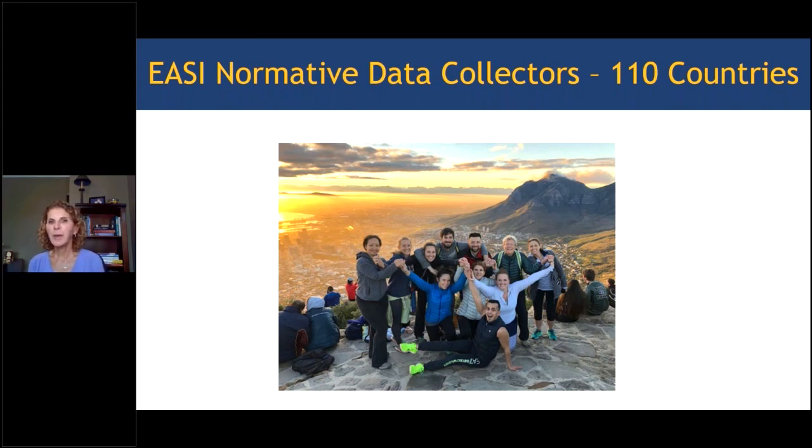Here's some of them. Here we are on the top of Lion's Head Mountain in South Africa at a conference that we were at two years ago. Seems like a lifetime ago, at sunrise. So I somehow convinced them all to get up early and climb up to see the sunrise, which we did.